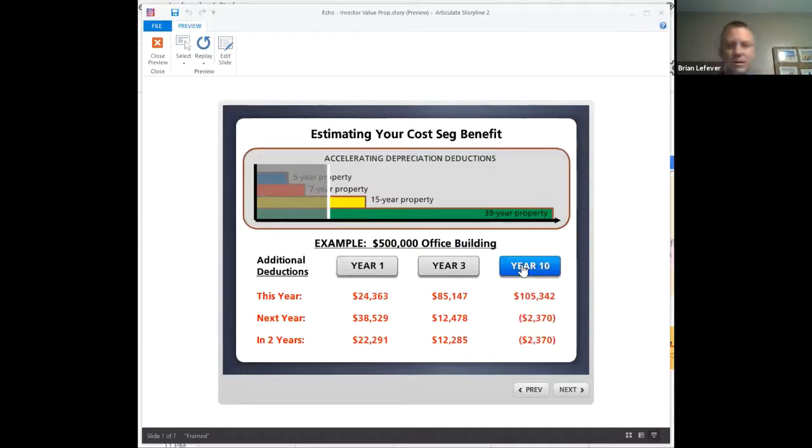Now, same property, year 10, you can see the numbers jump. 105,000 in this example because we have now depreciated and caught up all the 5-year depreciation, all the 7-year depreciation, and 2/3 of the 15-year depreciation. 10 years into it, if it's a 27.5-year asset, we're only roughly 1/3 into the depreciation of this life, but these assets now are fully depreciated, and we see that benefit in this year's tax return.